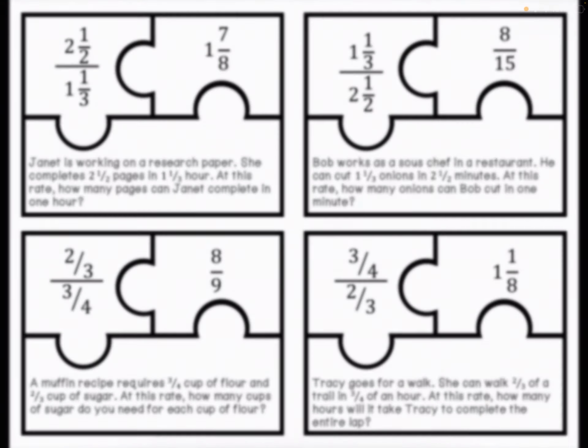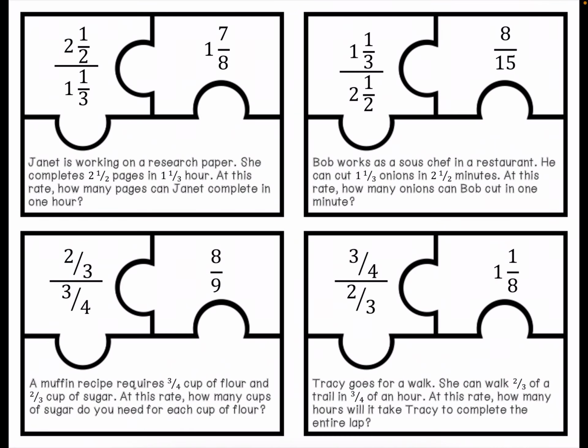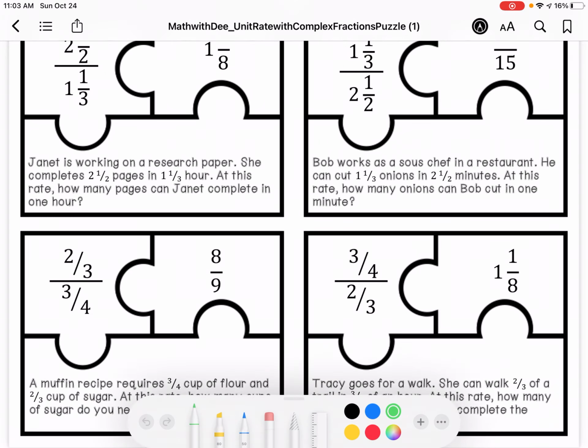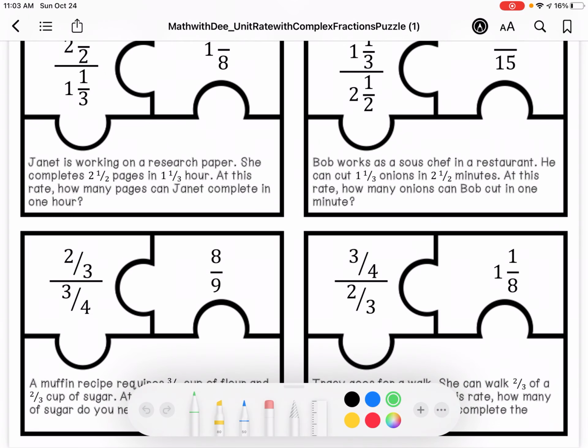If you were at school today, we would be doing a card sort. And the cards are kind of together in this PDF, but we can make it work. So Janet is working on a research paper. She completes 2.5 pages in 1 1/3 hours. At this rate, how many pages can Janet complete in 1 hour? So that's the important part, the 1 hour.